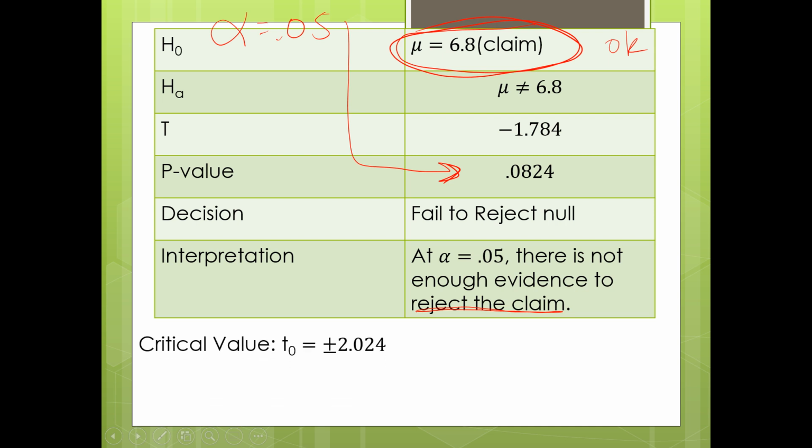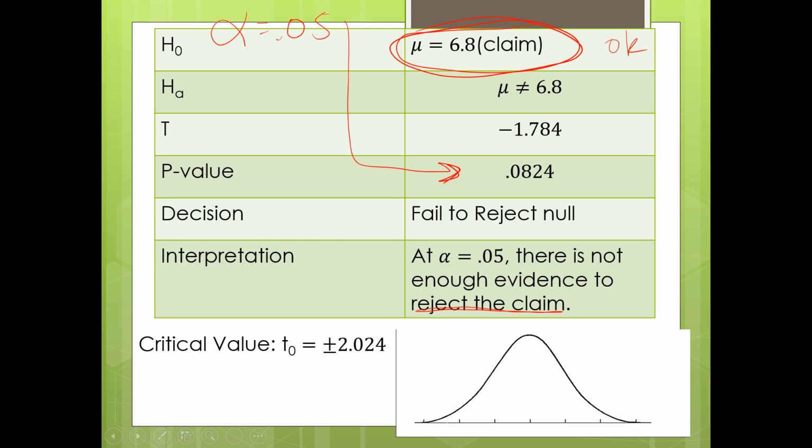If you're finding the critical value, your critical value is plus or minus, since this is a two-tailed test, 2.024. So that would be over here and over here, which means our rejection regions are less than negative 2.024 and greater than positive 2.024. I think I've said this number wrong like 6 times, but that number right there.